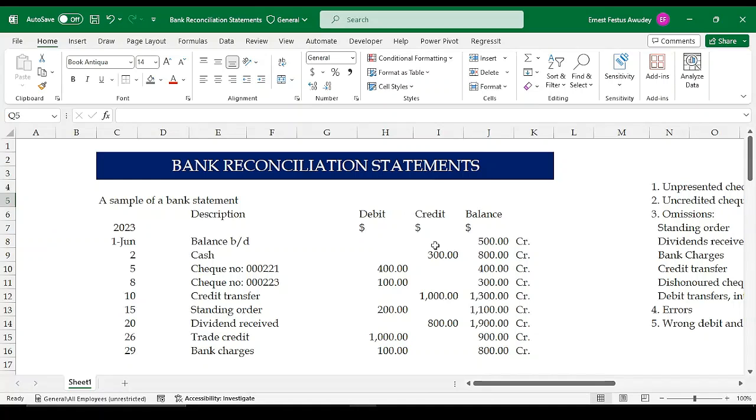They are deposited into the bank account, but they have not yet been recorded. That is the uncredited checks. They have been deposited, but they have not been recorded on the bank statement. So that is an uncredited check. So that is that one.